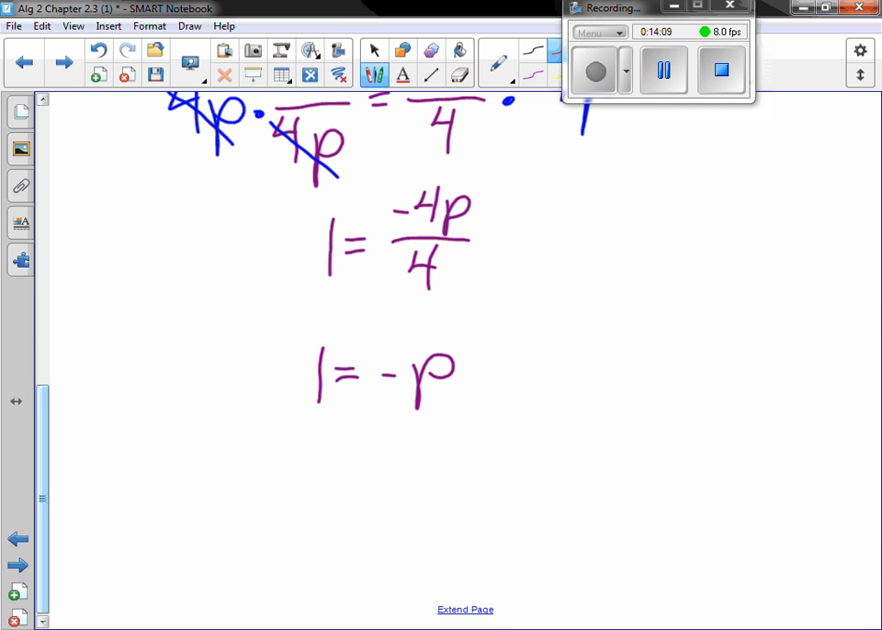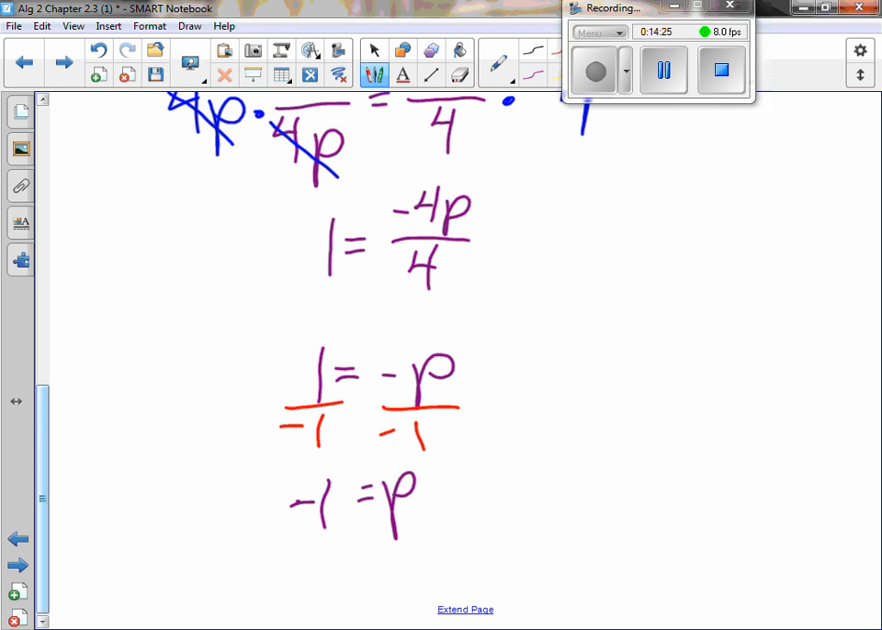We have one last step. What do we need to do? We need to divide both sides by negative 1. Negative 1 is equal to p. I found the value of p. That's it. Questions on this here? Questions on how we found the value of p? So we good with this here? Yes? Okay.